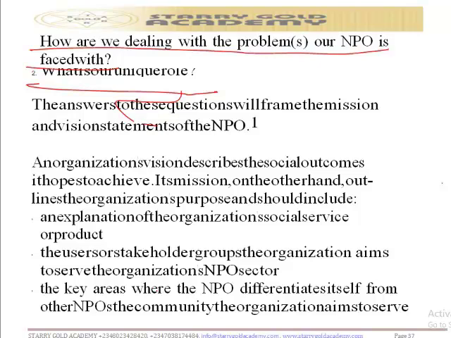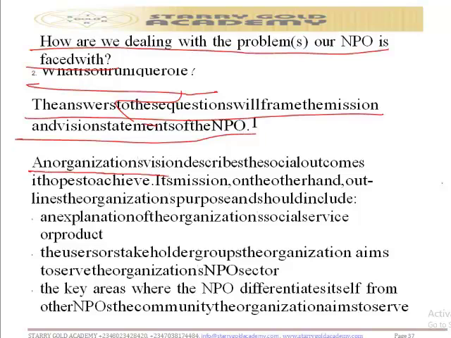We know that one of the problems that non-profit organizations face is the issue of finance. If the management and the board are well able to manage the sources of finance, a non-profit organization will run smoothly, and they will be able to be effective and efficient in discharging their duties and responsibilities. So the answer to the question will frame the mission and vision statement of the non-profit organization.